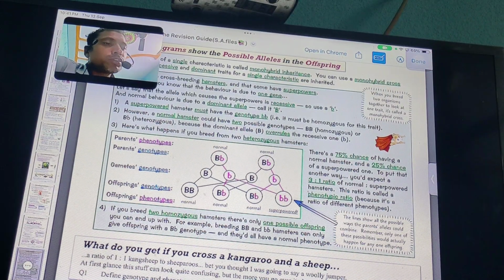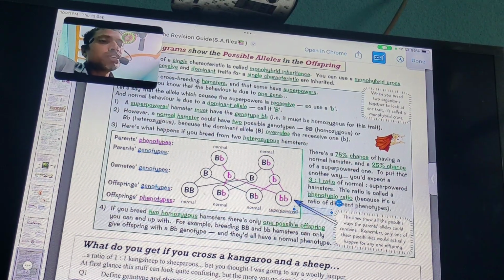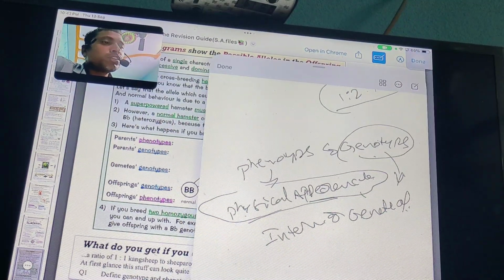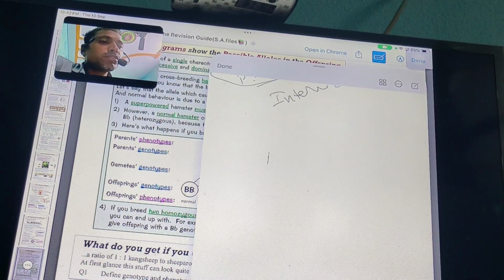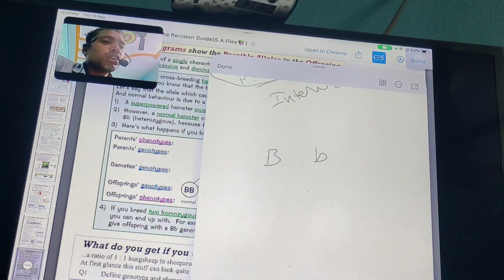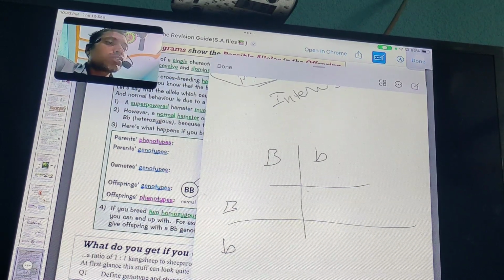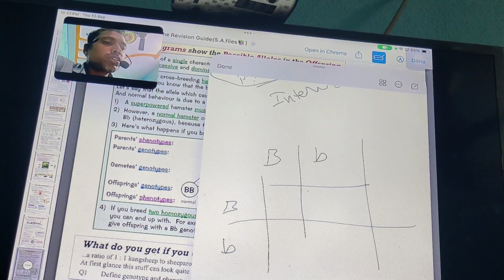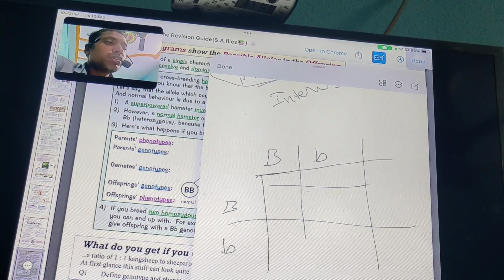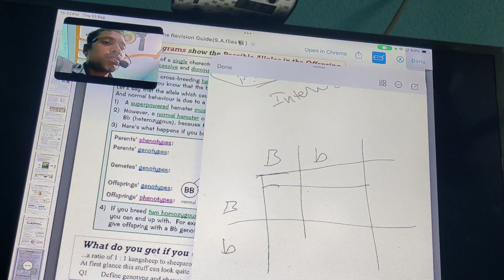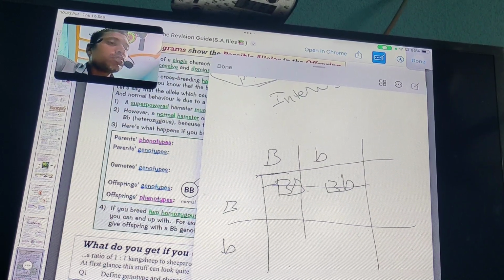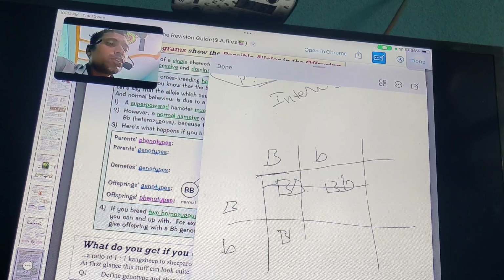Normal and superpower. Here is capital B small b, the normal, capital B small b. In the Punnett square you can put one capital B and one small b, one capital B and one small b. Here capital B and capital B, small b, capital B small b.